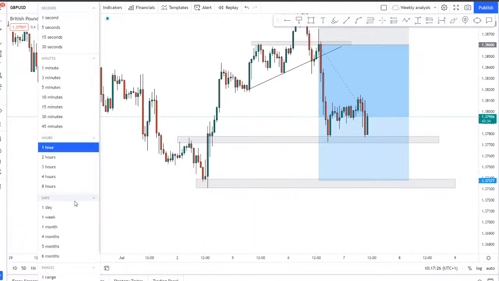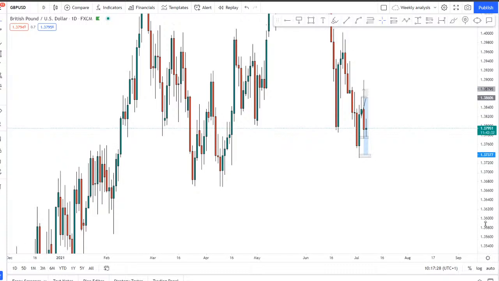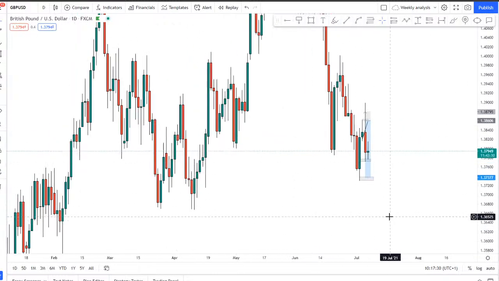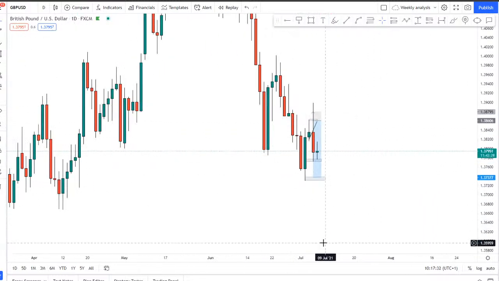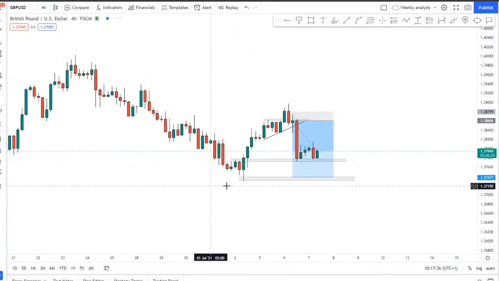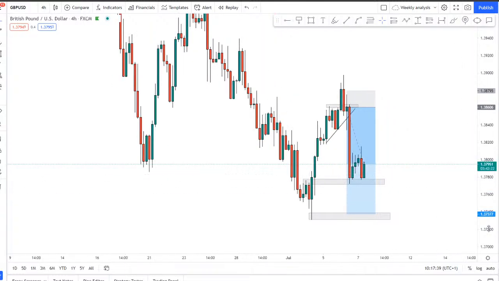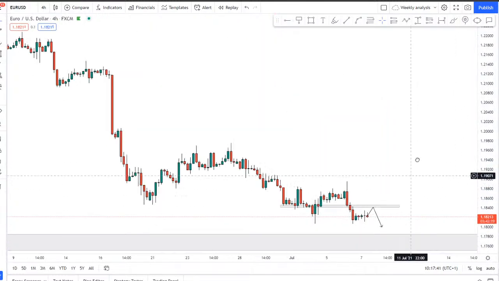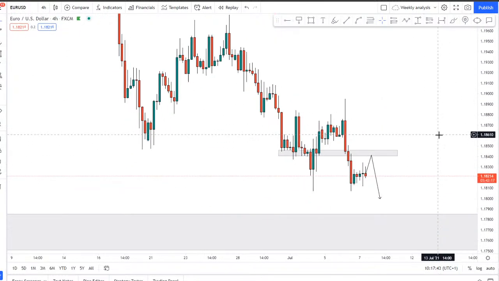GBPUSD again is another US dollar pair. If DXY does go up, we should see GBPUSD fall to the downside. Nice daily candle closure there as well, nice wick to the upside. So yeah, expecting to see that continuation to the downside for GBPUSD and EURUSD for that matter as well.